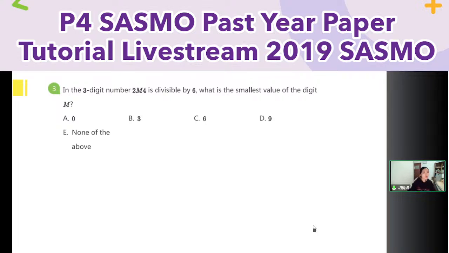So take a look at question 3. It says in the 3-digit number 2m4 is divisible by 6. What is the smallest value of the digit m? So this question is testing divisibility.